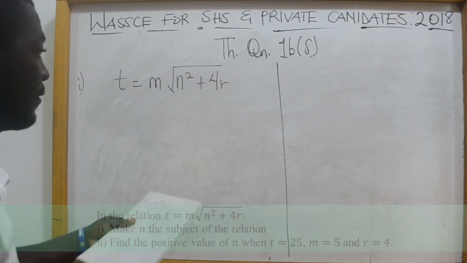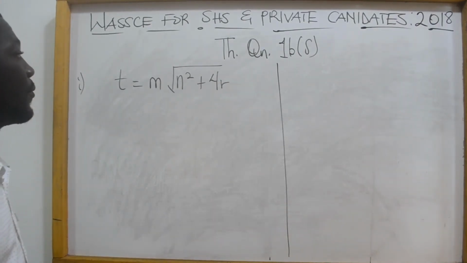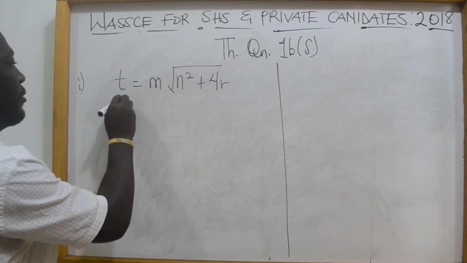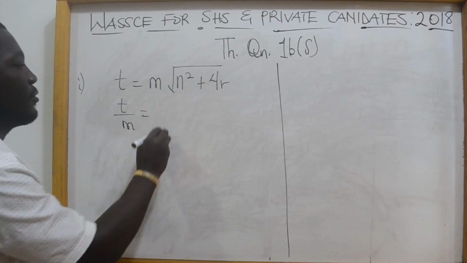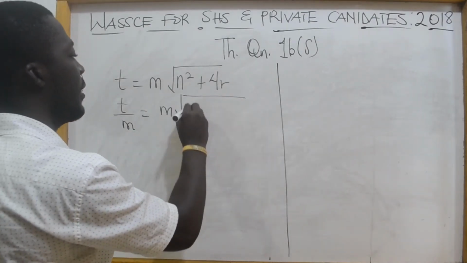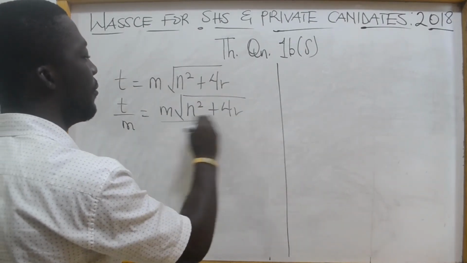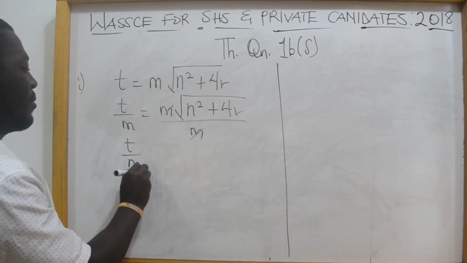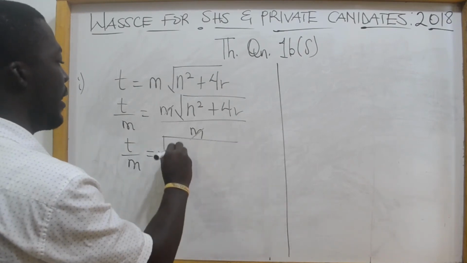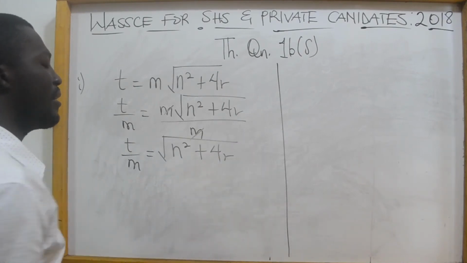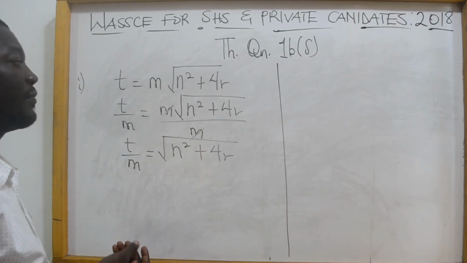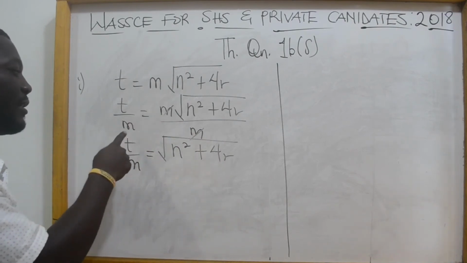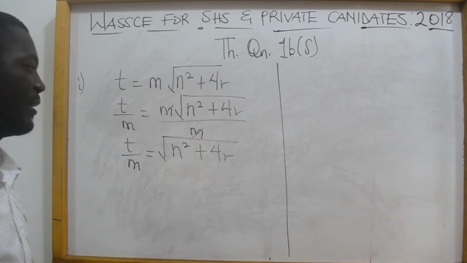In our first step, we can divide both sides of the equation by m. We're going to get T over m is equal to m square root of n squared plus 4r over m, which m will cancel out. We're going to get T over m is equal to square root of n squared plus 4r. You can also use cross multiplication to achieve the same result. Here the m is multiplying, so when it crosses to the left hand side, it comes to divide.